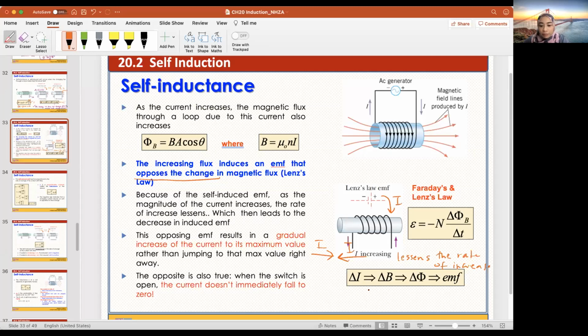So let's say previously the current was increasing 3, 4, 5, 6, 7, 8. It was increasing like that. When the EMF was induced, the rate of increase lessened to 3.1, 3.2, 3.3. It doesn't increase by a lot, only a little, because there is an opposing current. Because of this, it leads to a decrease in induced EMF.